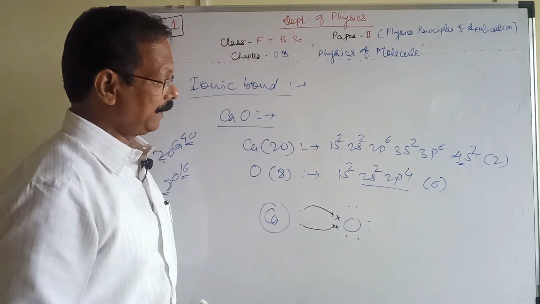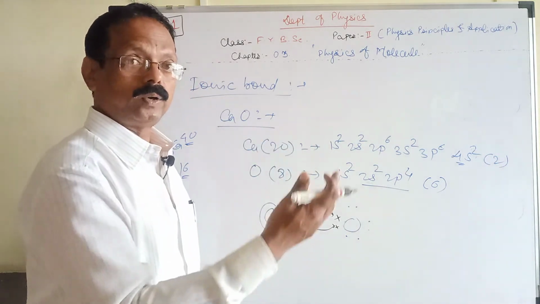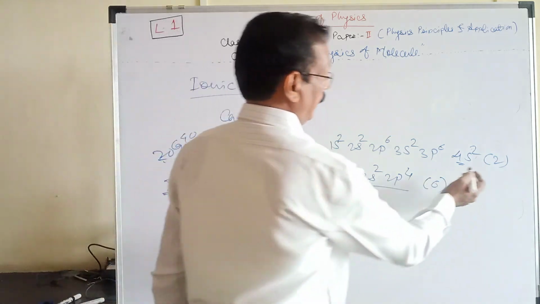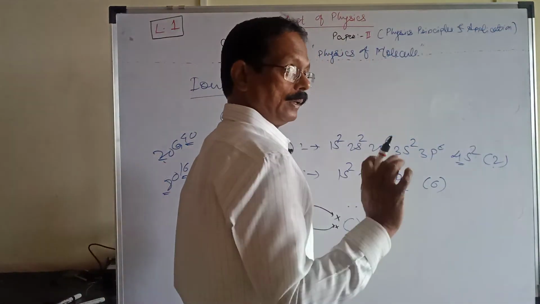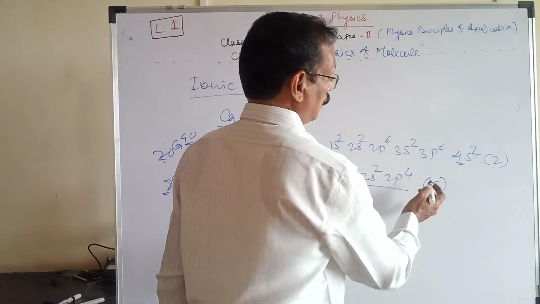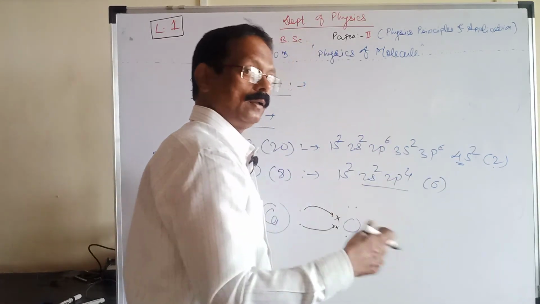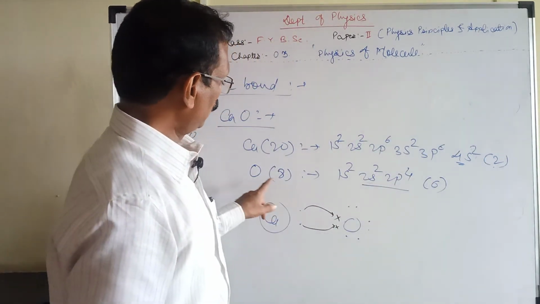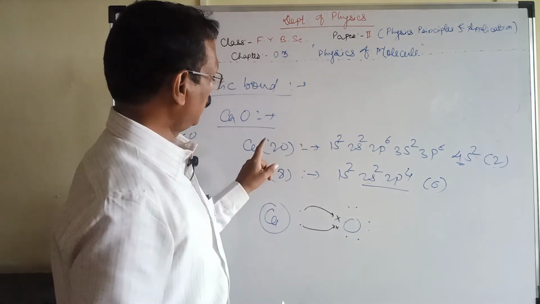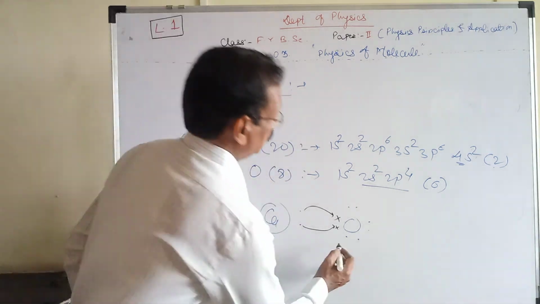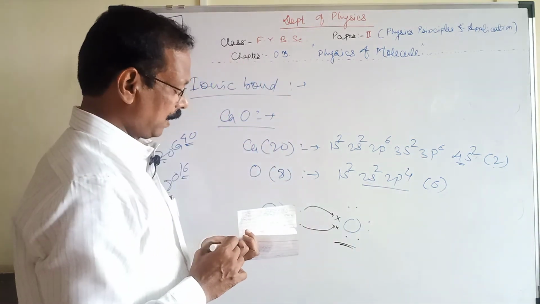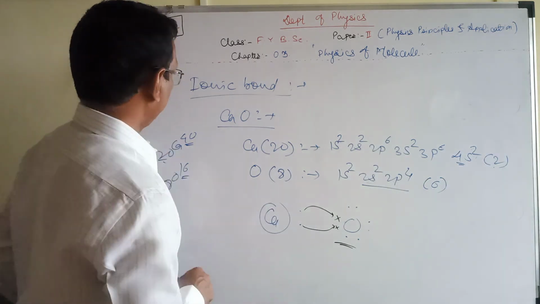And in the beginning, we saw that chart, who can donate and who can accept. So to complete its octet, 6 electrons are required, but it is not good here. So in this case, only 2 electrons are required to complete its octet. So oxygen takes 2 electrons from the neighboring Ca, and oxygen completes its octet. So these all are the examples of the ionic bond.